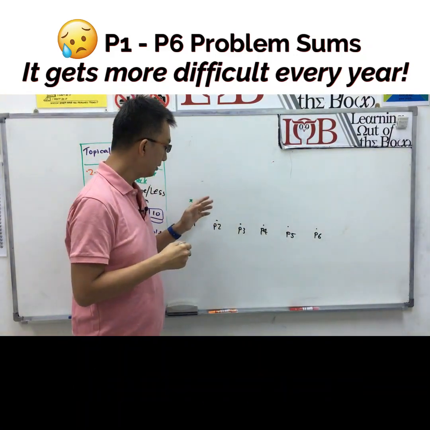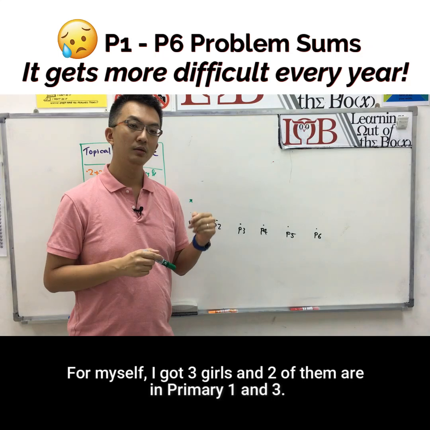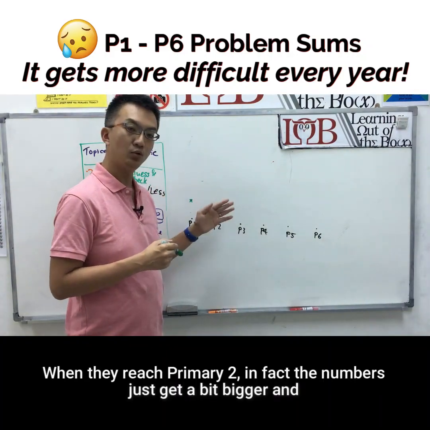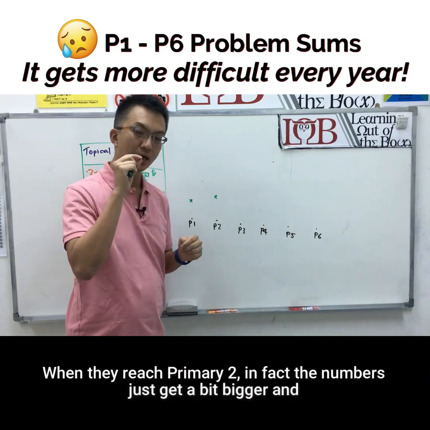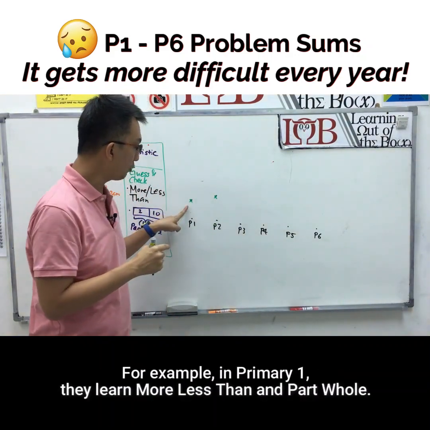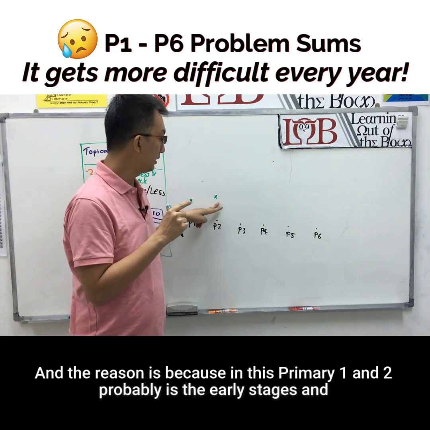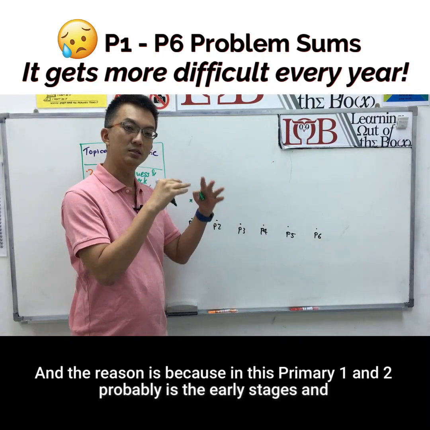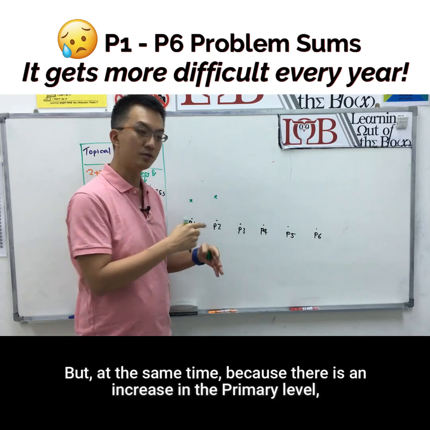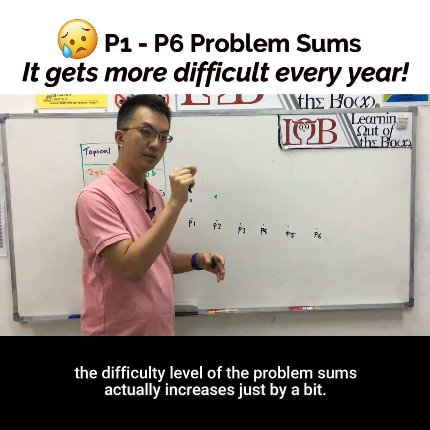Okay. So in the early years when our children first started school, for myself, I have 3 girls and 2 of them are in primary 1 and 3. So I can totally relate to what they're going through. When they reach P2, in fact, the numbers just get a bit bigger and the problem sum types stay the same. For example, in P1, they learn more, less than, and part whole. In P2, they still learn more, less than, and part whole. The reason is that P1 and 2 are probably the early stages and they are given a lot of room to adapt and learn. But at the same time, because it's an increase in the primary level, the difficulty level of the problem sums actually increases just by a bit.